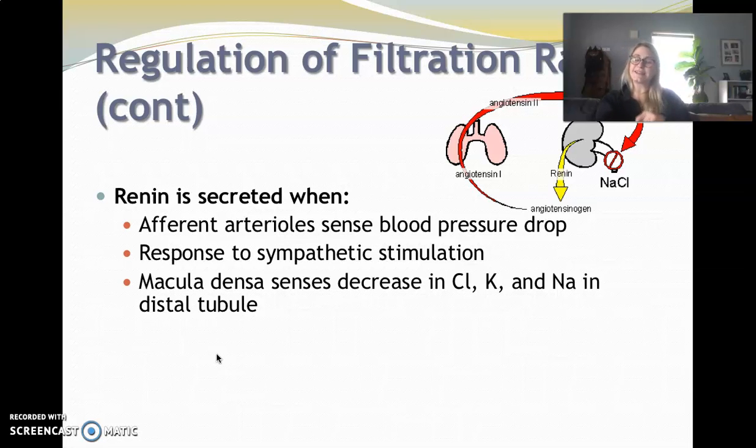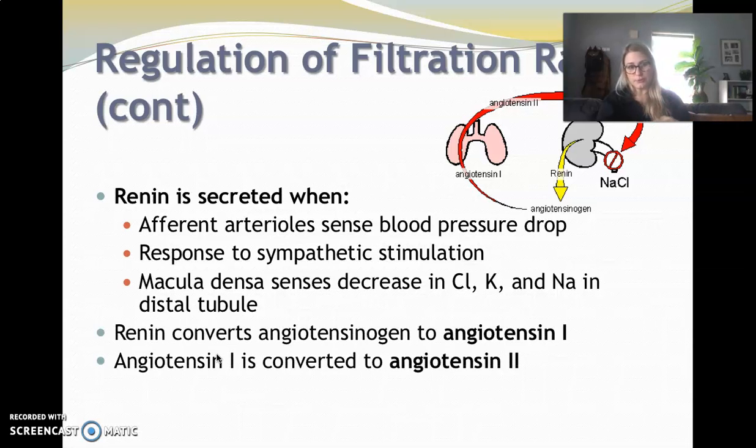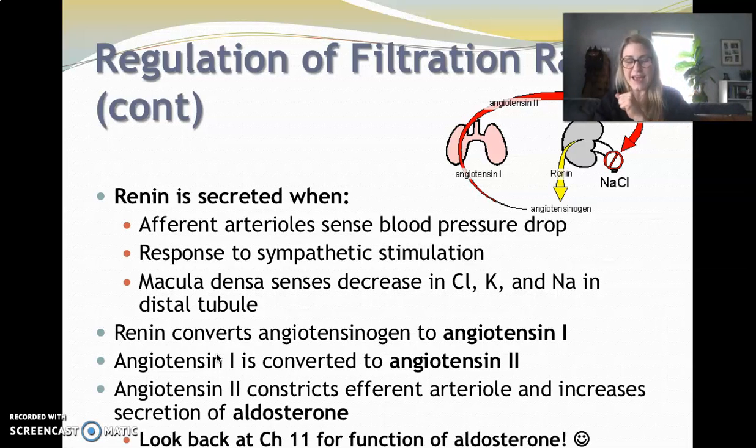Those macula densa, which are around the distal convoluted tubule, which we have not yet talked about, are going to sense the decrease in chloride, potassium, and sodium in that tubule, and ultimately are going to cause renin to convert angiotensinogen into angiotensin 1. Angiotensin 1 is then converted into angiotensin 2. And then after that, we end up secreting aldosterone from the adrenal glands.